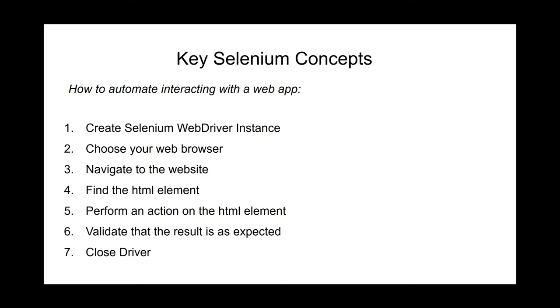So you would create the Selenium WebDriver instance, so there would be an API. You would import that into your IDE. You would choose the web browser, so I'll be using Chrome, but you can also use Firefox or Internet Explorer, whatever your choice is. Then, once you have the driver, you will point the driver to the website that you are looking to test. So you would put in the URL that you want to test.